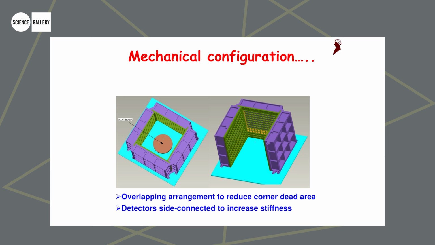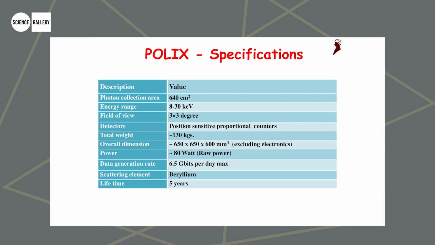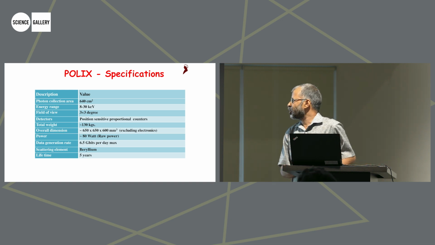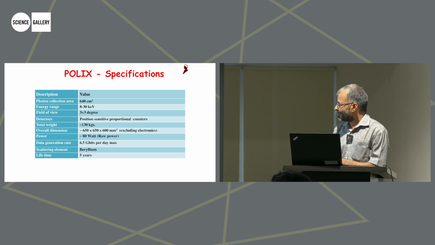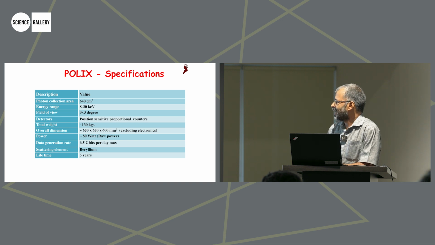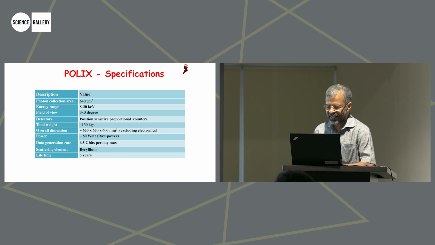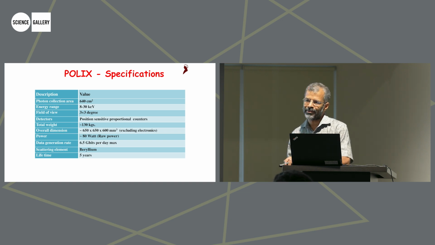So, this is another inside picture, you can see how it is arranged. And these are the few specifications. Photon collection area is 640 centimeter square, energy range is 8 to 30 keV, and detectors are position sensitive proportional counters. Total weight of the payload is 130 kgs, and the overall dimension of the 4 detectors is 650 by 650 by 600 mm cube. It is excluding the electronics part for the digital signal processing, and total power is about 80 watts. The data generation rate is 6.5 gigabits per day, the scattering element used is beryllium, and the lifetime is 5 years for this instrument.